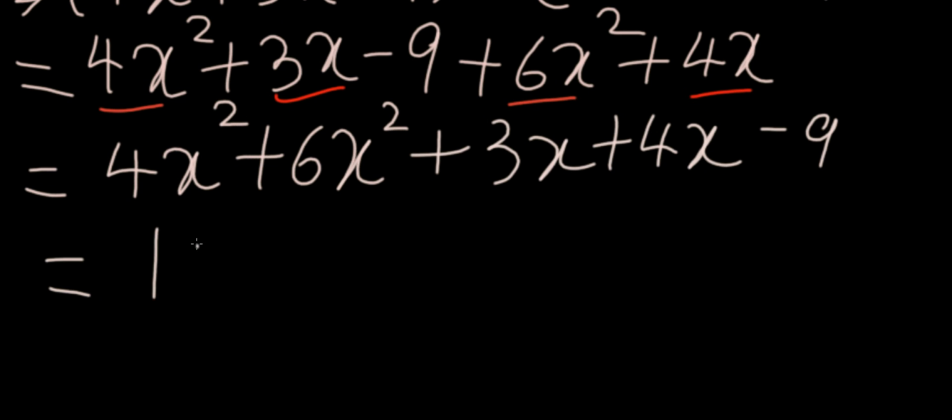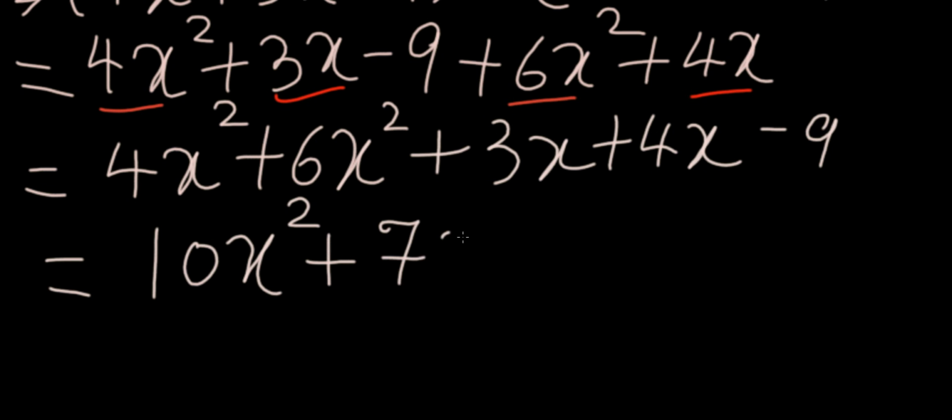4x square plus 6x square is 10x square. So you're just adding the coefficients, and the variable and the exponent remain the same. So 4 plus 6 is 10, and then you're just putting this variable and the exponent. Positive 3x plus 4x is positive 7x, and -9. So let's look at some more examples so you can have good practice at it.